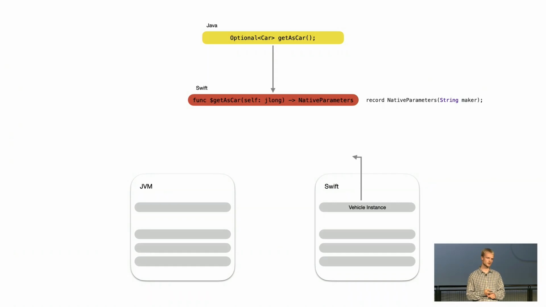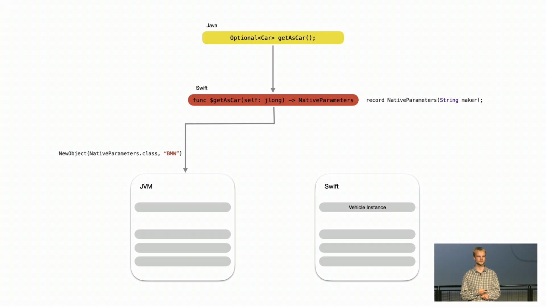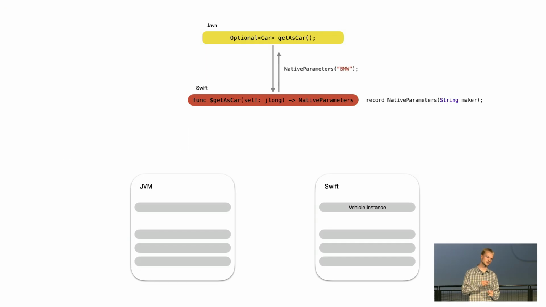So our Swift function will look at the Swift memory that we have passed in. It will extract the associated value, and it will use the JNI methods in order to allocate a JVM instance and passing in the associated values. We can then pass back this pointer to Java, and the Java function can then extract the associated values and return it back to the user.